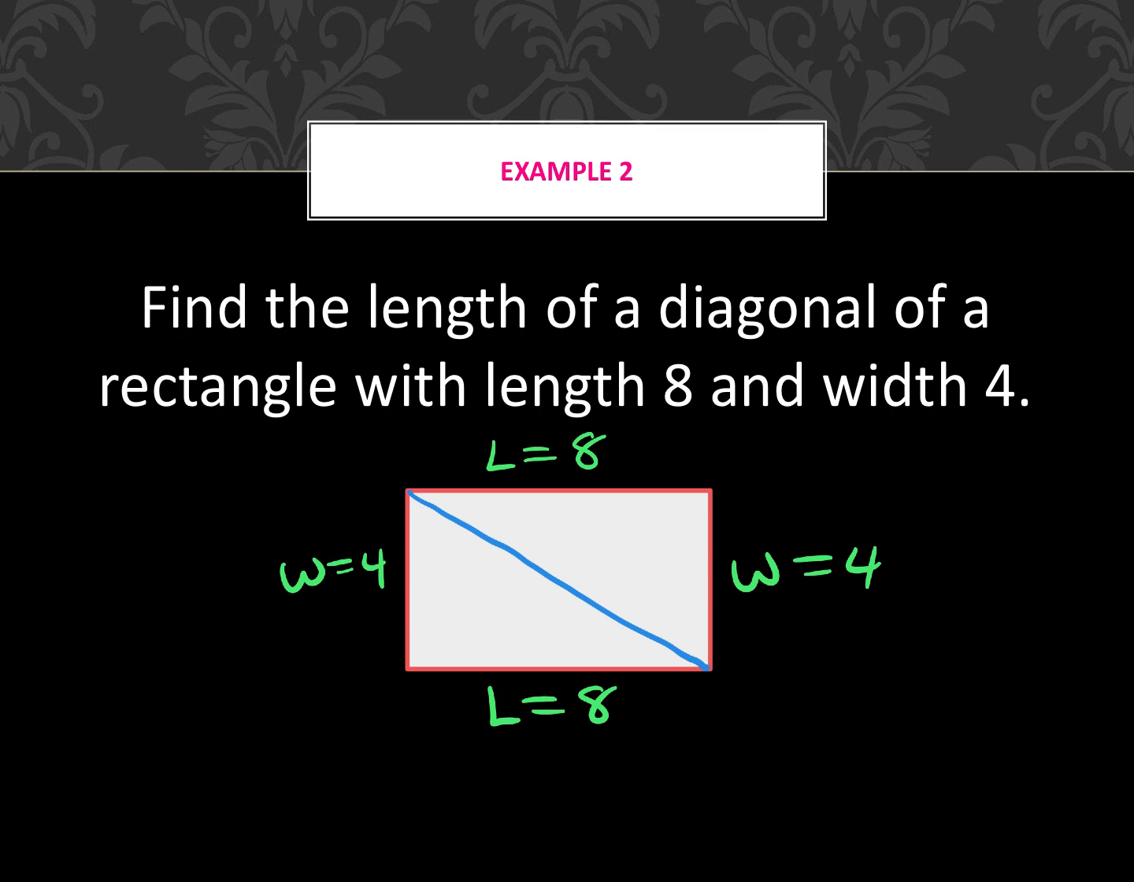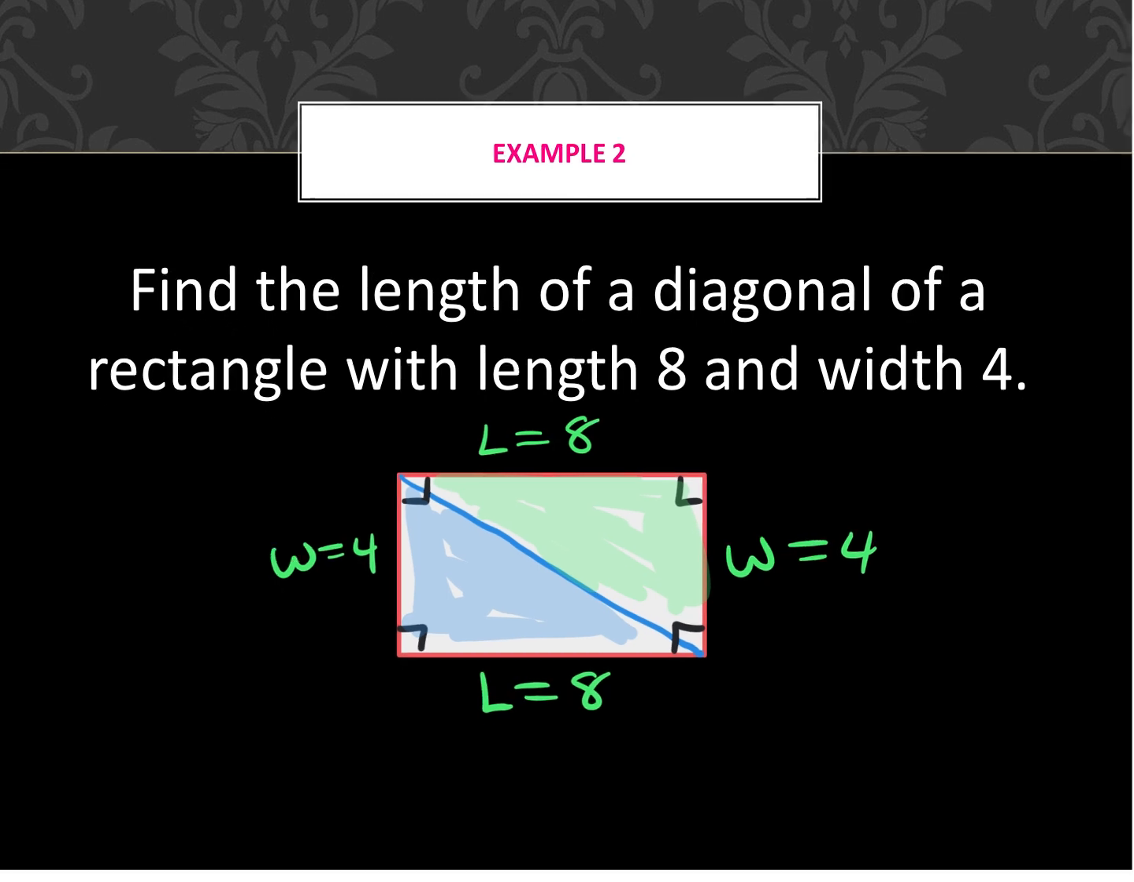Also remember, another property of a rectangle is that each one of these corners here is a right angle. So by drawing in that blue diagonal, I have now created two small right triangles. I have one here, and then I have another one up here. Now I don't need to work with both. I just want to find the length of that blue line, and that's the hypotenuse. So let's say I pull the blue one out.